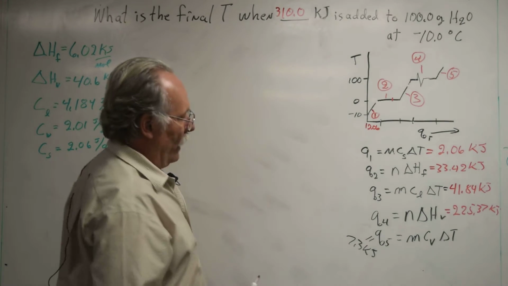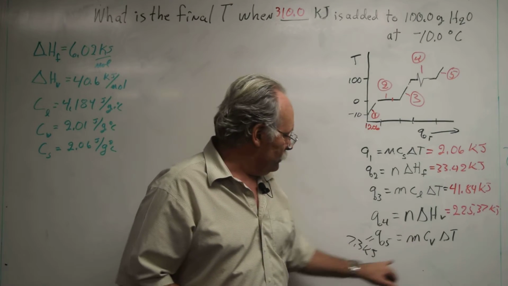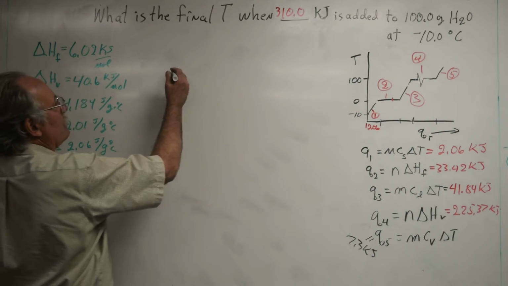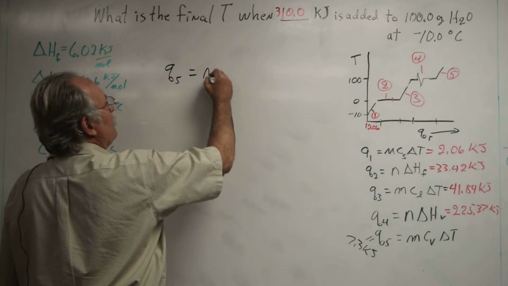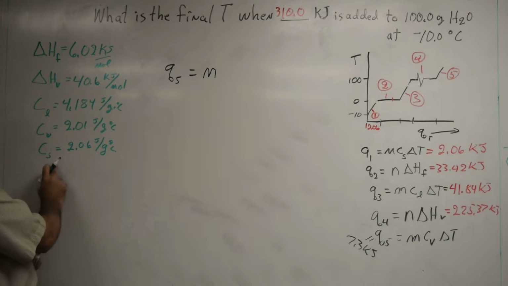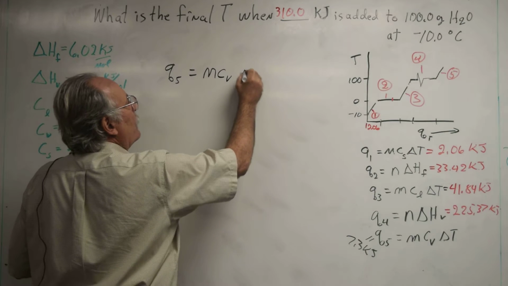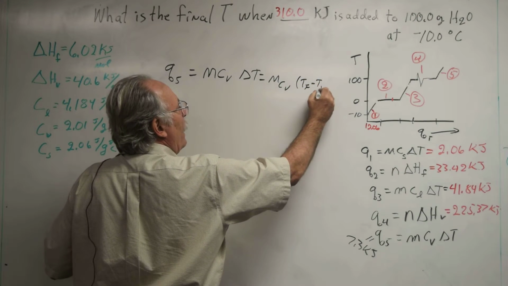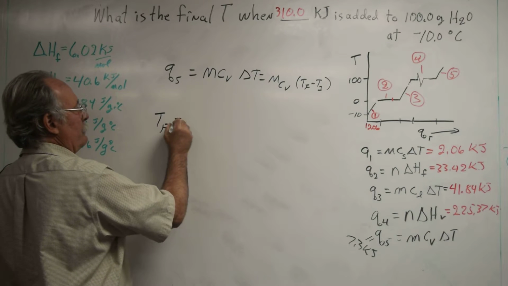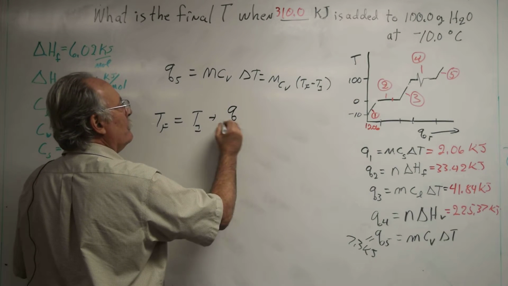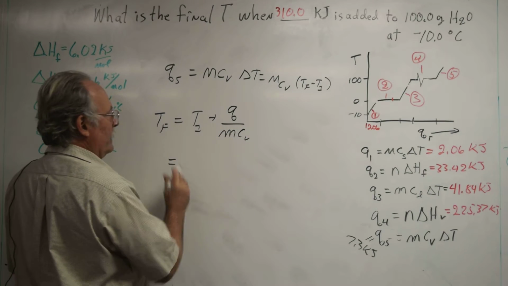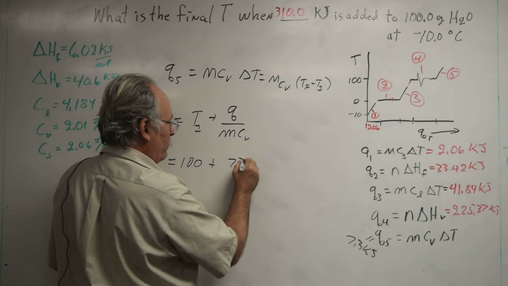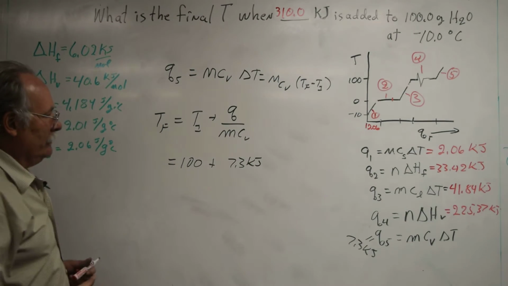And I can ask, what is the final temperature when I add these remaining 7.3 kilojoules of energy to my steam at 100 degrees Celsius? So I have a superheated steam. Q5 is equal to m. Now I'm going to use C sub V, because I was using C sub S for solid, C sub V for the vapor, delta T, which is equal to m C sub V (Tf minus Ti). I'm solving for the final temperature. The final temperature is equal to the initial temperature plus Q over m C sub V, which is equal to, now I'm at 100 degrees. I've brought it up to 100 degrees. And I have 7.3 kilojoules of my original 310 remaining.